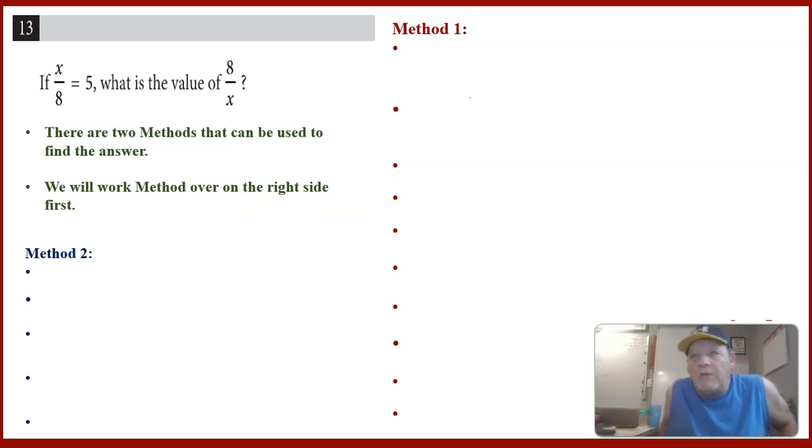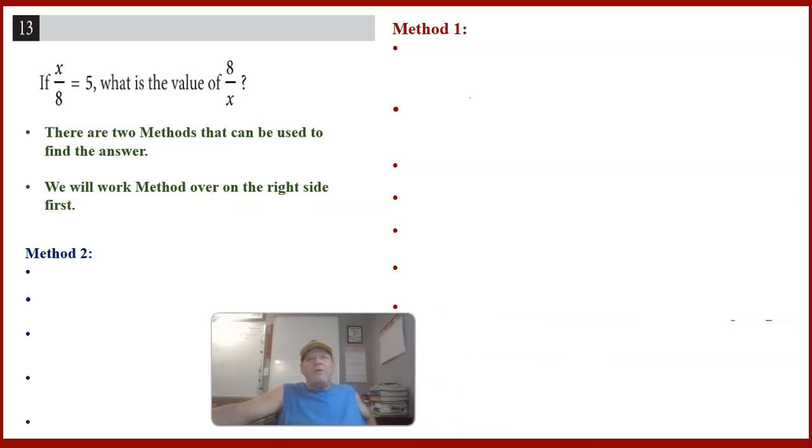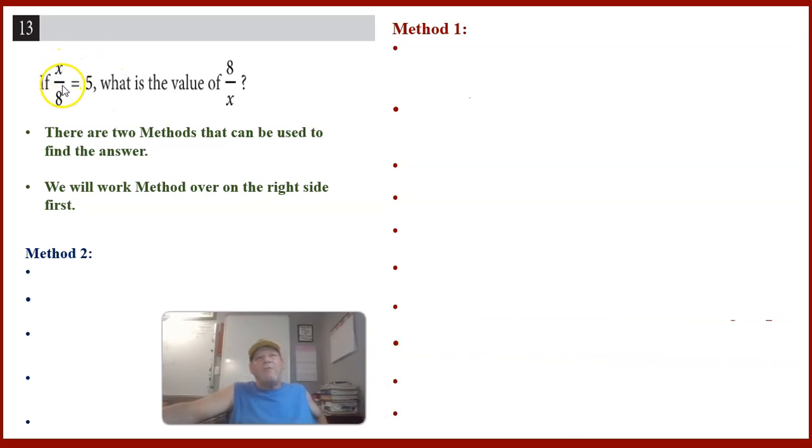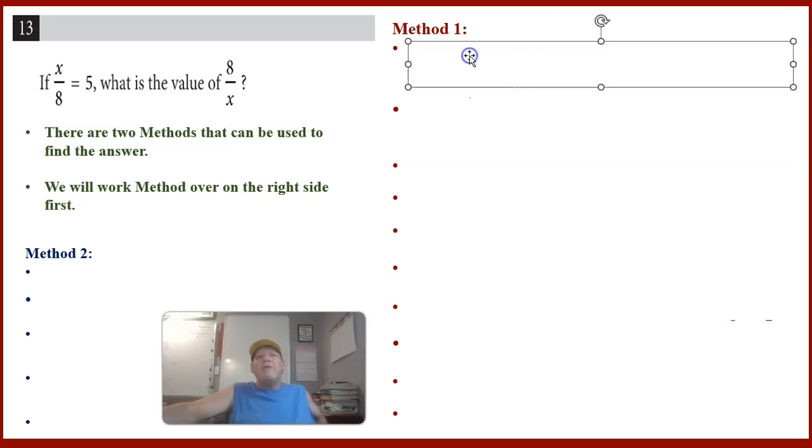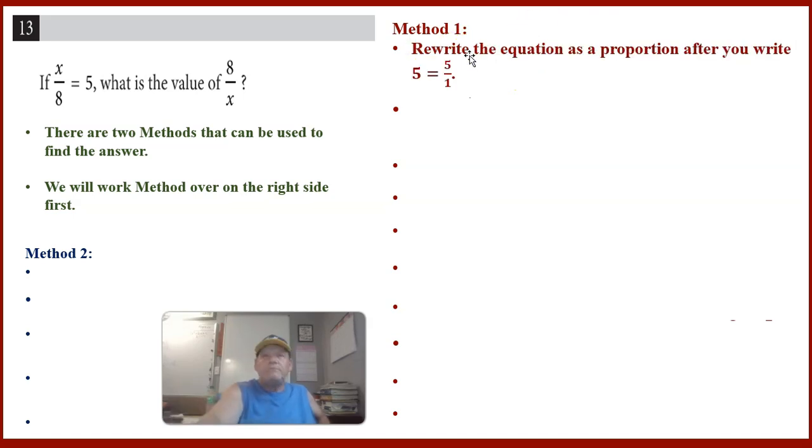So make sure you pause this while you're trying to work it out on a piece of paper. I have a problem here. It says if x over 8 equals 5, what's the value of 8 over x? There's 2 or 3 different methods to use. I'm going to show you 2 of them right now, and I'm going to start with the method over on the right that I call method 1.